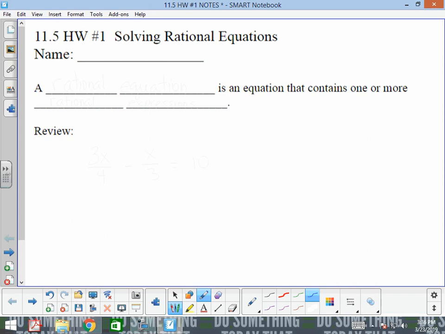This is 11.5, homework number 1, solving rational equations. A rational equation is an equation that contains one or more rational expressions. And so what did you expect? We were going to be doing more with rational expressions since we've been doing that for the last several videos. But let's do a little bit of review from chapter 2, way back last semester.